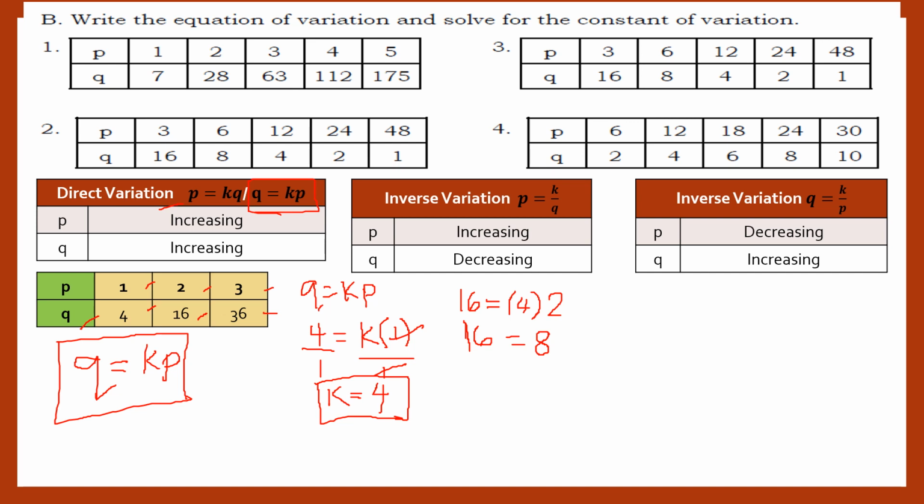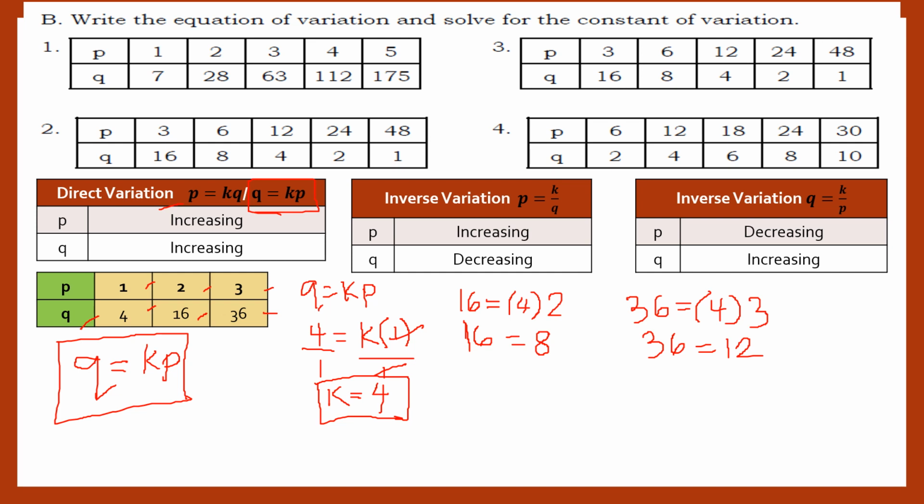Let's check it on the last pair. Q is equal to KP. Q is equal to 36. So we'll start with 36 is equal to K computed as 4. So that's 4 times P, which is 3. So that is 36 equal to 4 times 3, which is 12. Again, it doesn't satisfy our equation.